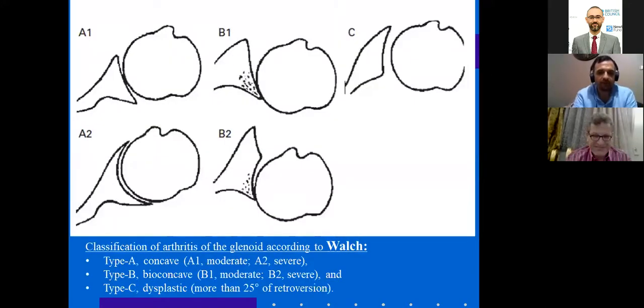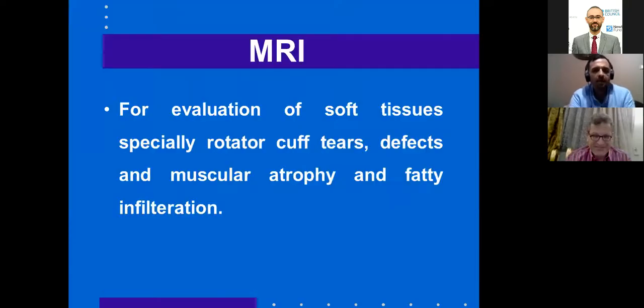Classification of arthritis of the glenohumeral joint: type A, concave; type B, biconcave; and type C, dysplastic, as our professor said. MRI for evaluation of soft tissue, especially rotator cuff tears, defects, and muscular atrophy and fatty infiltration, may alter the decision and shift from anatomic shoulder arthroplasty to reverse shoulder arthroplasty if there is any problem of the rotator cuff.